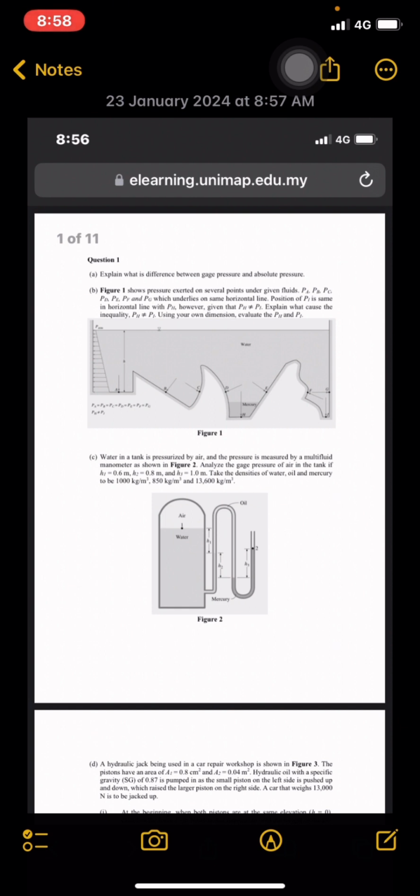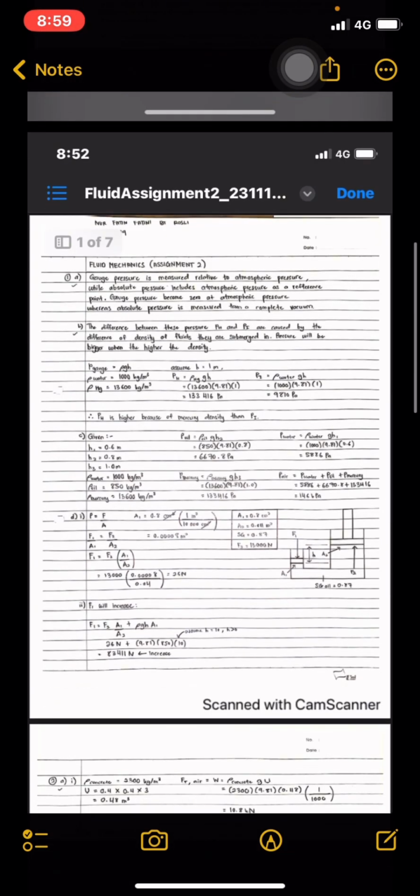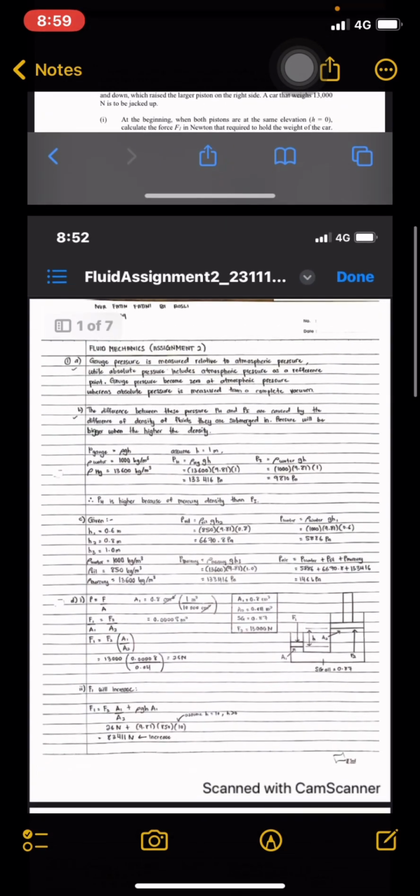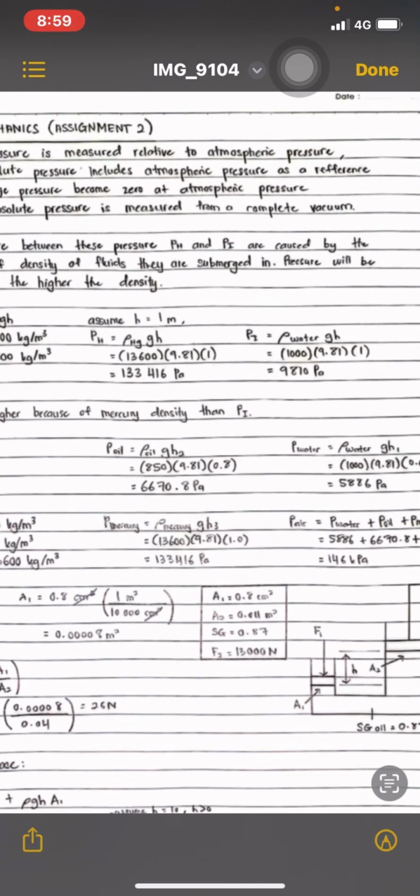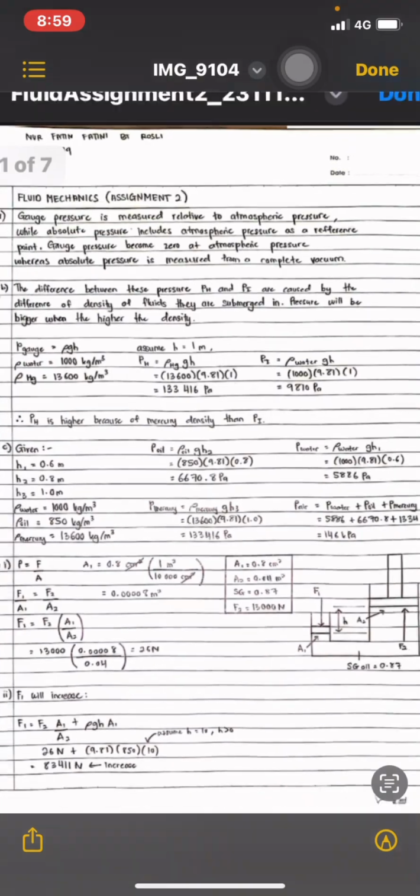Okay, I will explain about question 1, A and B. The first question is: explain the difference between gauge pressure and absolute pressure. My answer is that gauge pressure is measured relative to atmospheric pressure, while absolute pressure includes atmospheric pressure as a reference point. Gauge pressure becomes 0 at atmospheric pressure, whereas absolute pressure is measured from a complete vacuum.